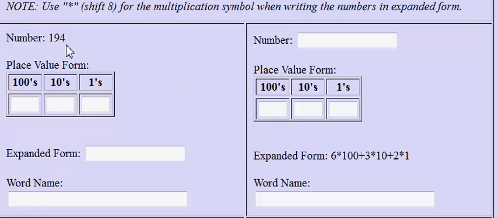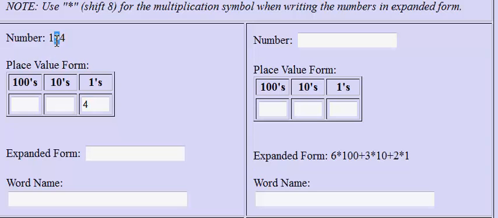In each of the 4 examples, one of the answers is provided and we need to provide the other 3. So for example, here we have the number 194, and we will start by putting it in place value form. So let me start by pointing out that the 4 is in the ones place, meaning that we have 4 ones. So I'm going to select this answer box and type in 4.